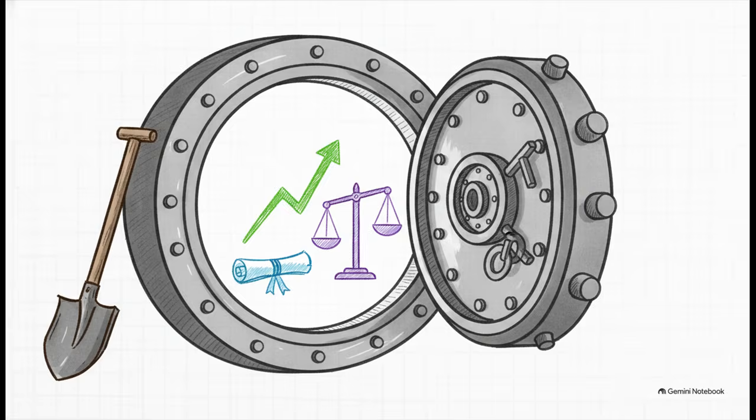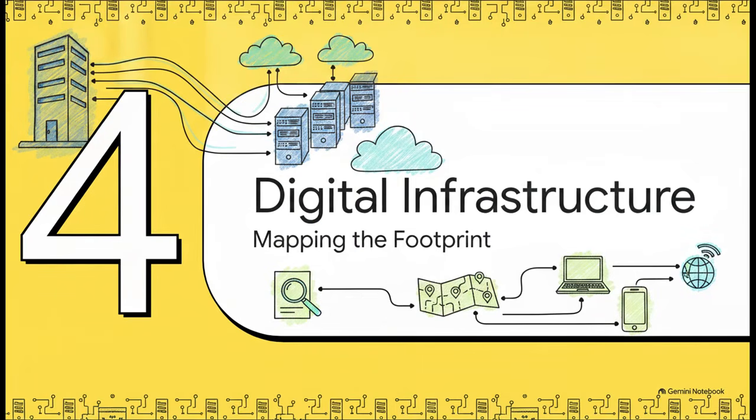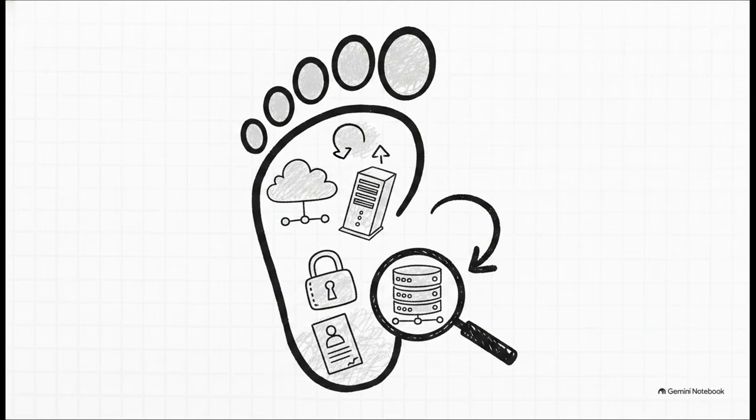Which brings us to Section 4, Mapping the Digital Infrastructure. So, now that we know exactly who we're looking at, we pivot to their digital surface area, which is usually massive.